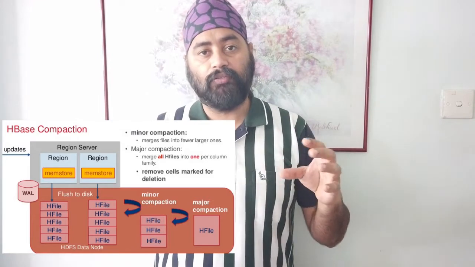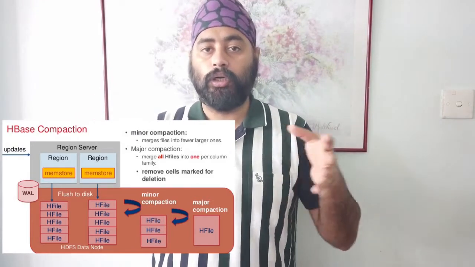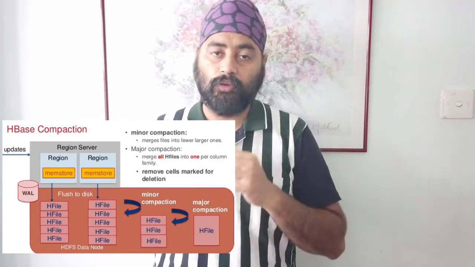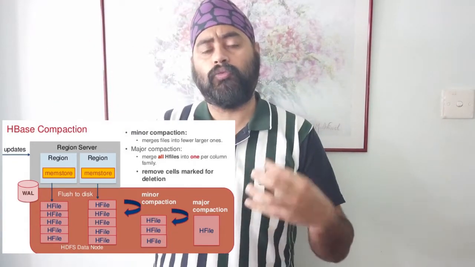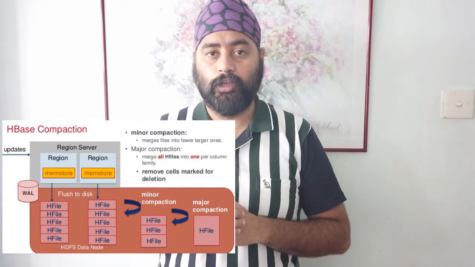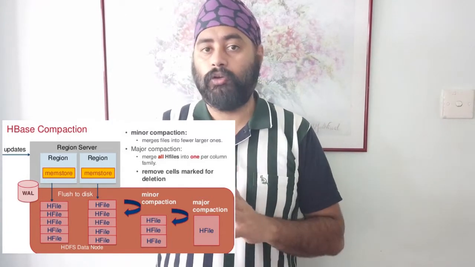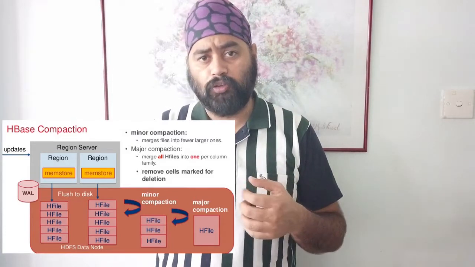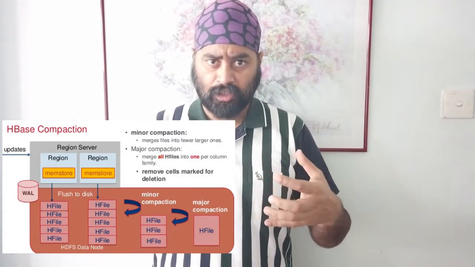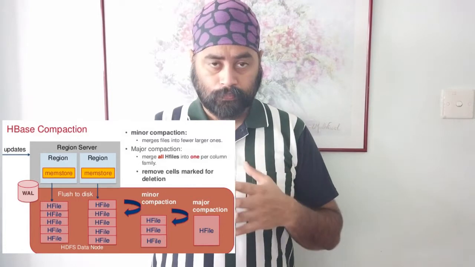Like if I have 10 files, it might combine them into 5 or 4 files. It doesn't combine everything into one file, but tries to combine small files into bigger files. It keeps going on in the back end. You'll not notice it, because it takes a bit of performance. That's why minor compaction doesn't do a lot of merging.